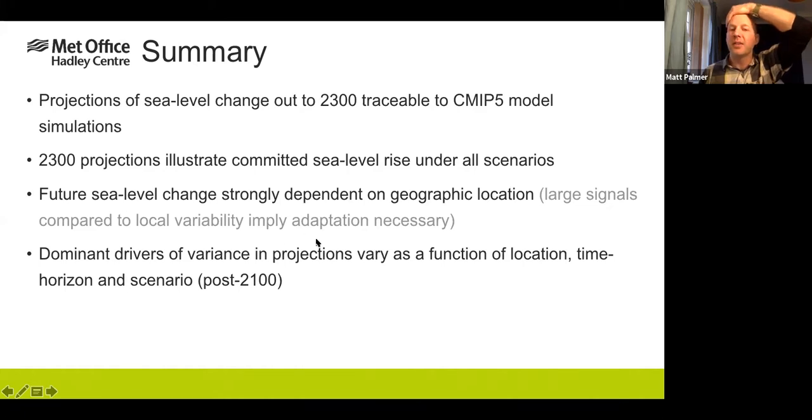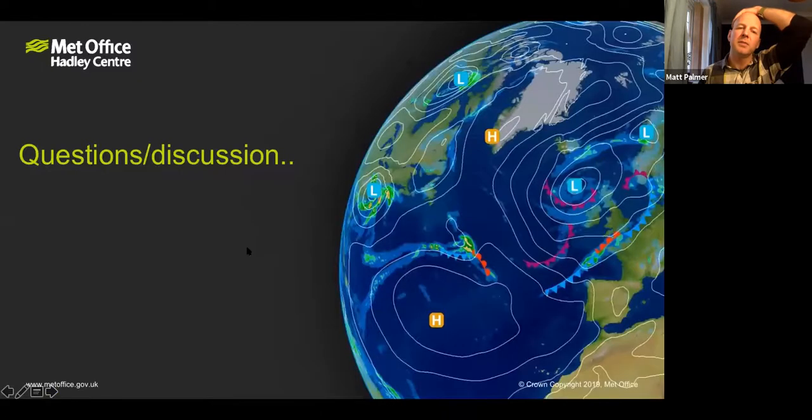And obviously that implies that some adaptation will be necessary, assuming that we're able to deal with the year-to-year variability that we see currently. The dominant drivers of the variance in projections do vary as a function of location, time horizon, and scenario, particularly post-2100 when the differences in the scenarios start to emerge. I'll stop there and have some questions. Thanks for your attention.